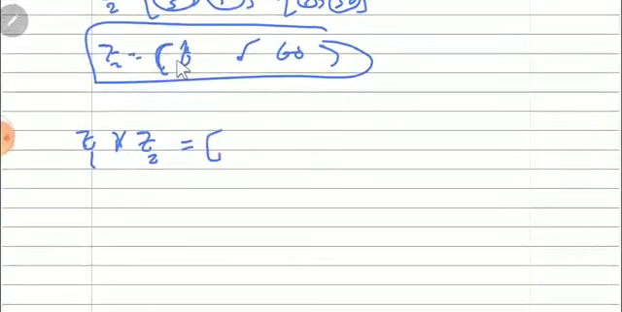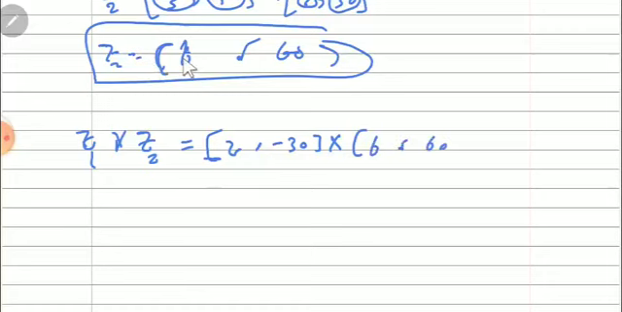Z1, I told you, 2 and negative 30, okay? Multiplied by Z2. Who's Z2? This is Z2.